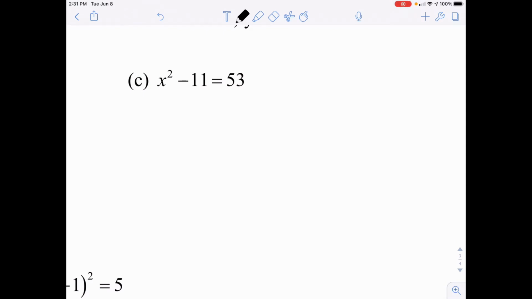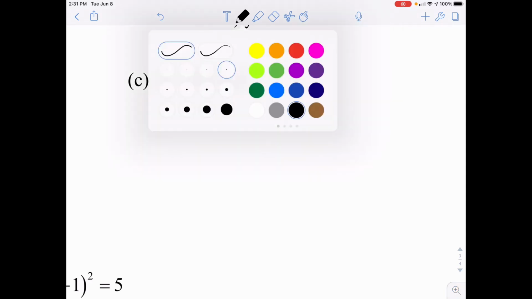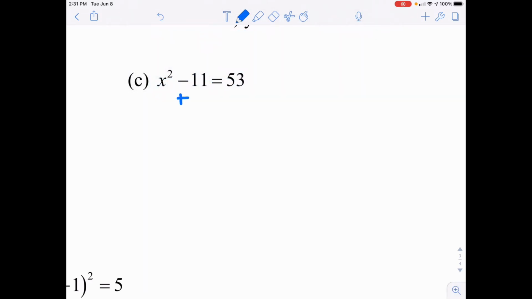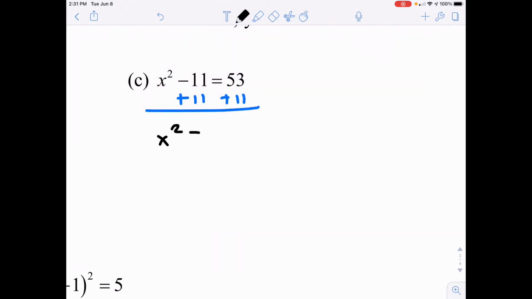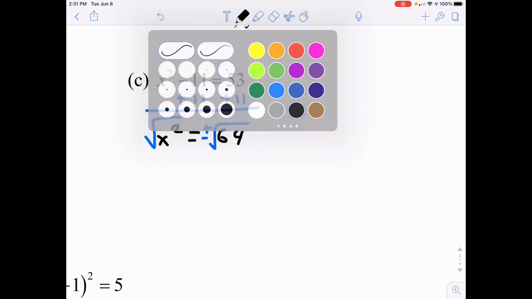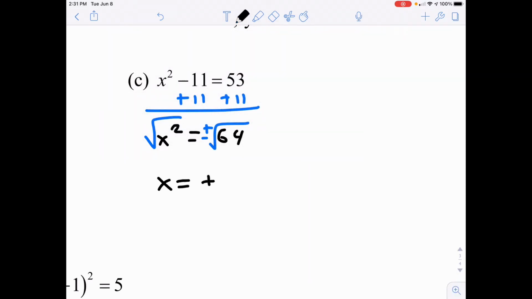x squared minus 11 equals 53. The first thing we probably ought to do is get rid of the 11, and let's add that to both sides. When we do, we get x squared equals 64. Take the square root of both sides to get rid of the square, and we get x is equal to plus or minus 8.